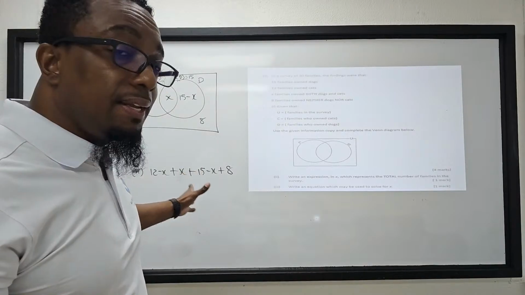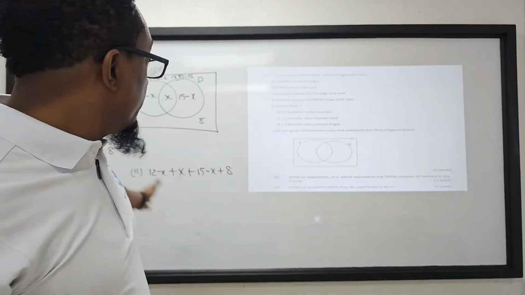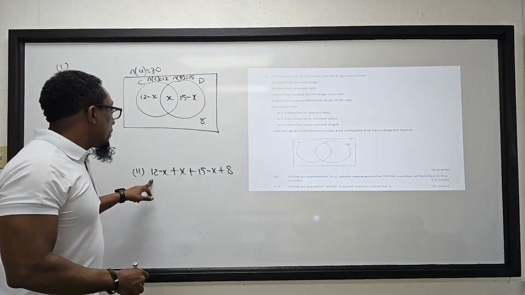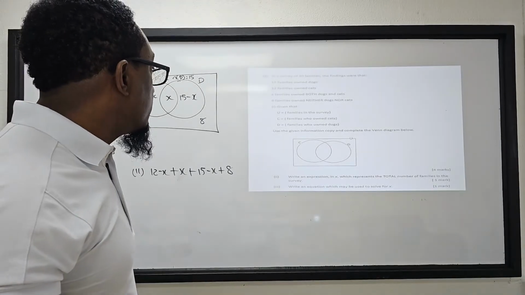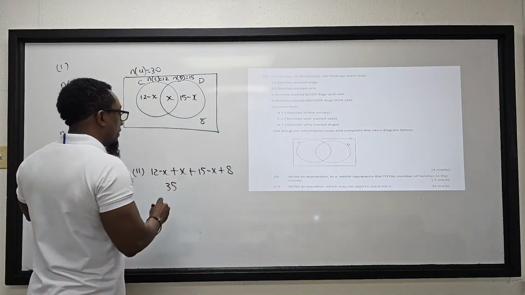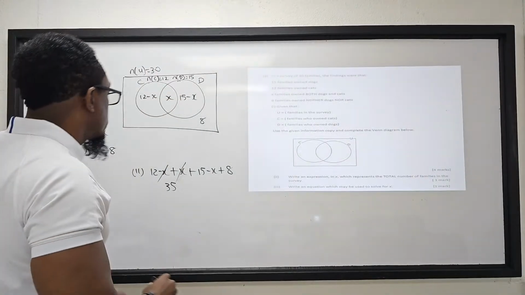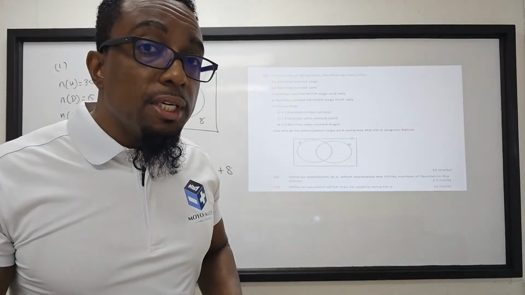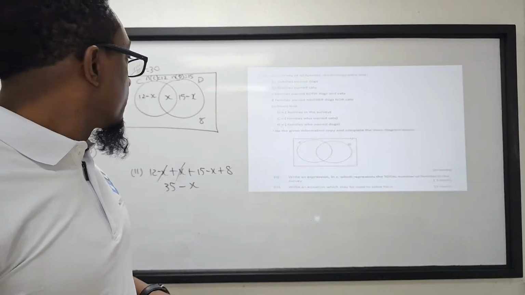There's no equal sign there, and all I'm going to do now is simplify. You can leave it like that, but you can simplify the expression as well. So I'm going to say 12 plus 15 is 27, and 27 plus 8 will give me 35. Negative x plus x is 0, and I'm left with negative x, so I'm going to get 35 minus x as my expression for the total number of families in this survey.